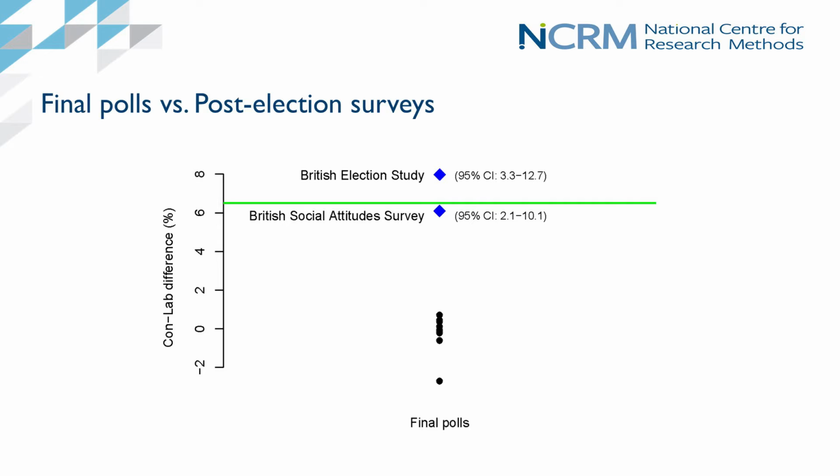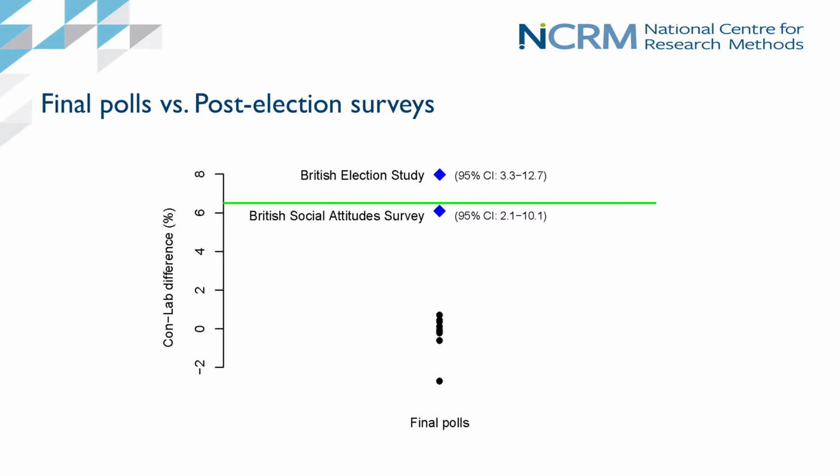many have already seen and which has been in the publicity already. It compares the final polls again, the black dots, to two new estimates from the British Election Study, BES, and the British Social Attitudes Survey, BSA, different types of surveys in a way I'll describe. Those types of surveys from now on will be in blue on these slides. And again, the green is the truth. So the estimated Tory Labour lead from those two surveys is in the blue diamonds.